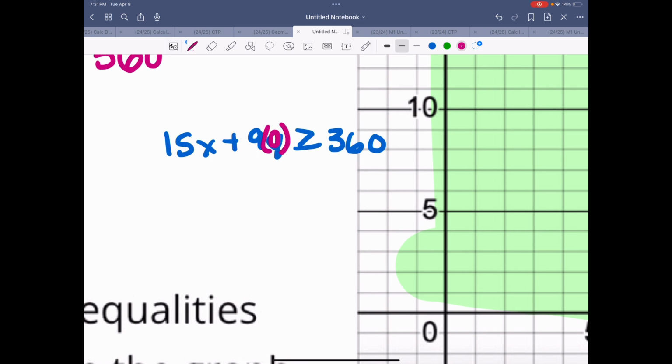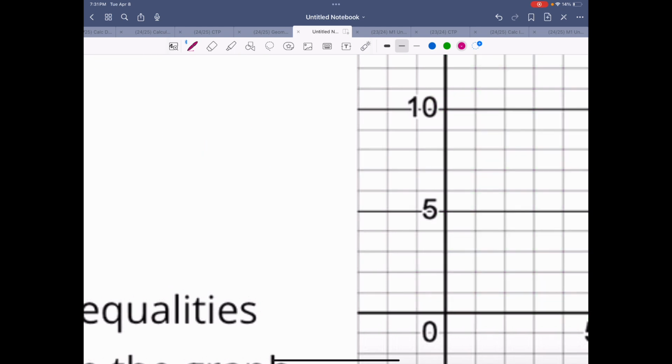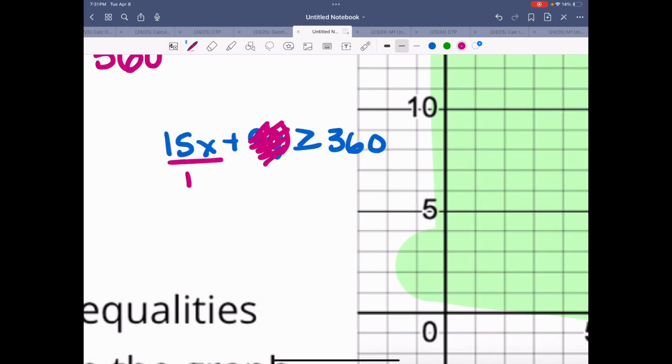We're going to say, well, what if Y was 0? That means that term's not there because 9 times 0 is nothing. So now I have 15X is greater than or equal to 360. So I'm going to go ahead and get x by itself by dividing by 15. And so I get x is greater than or equal to 15 goes into 360.